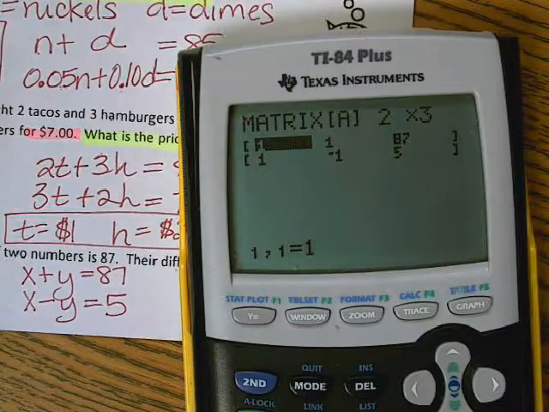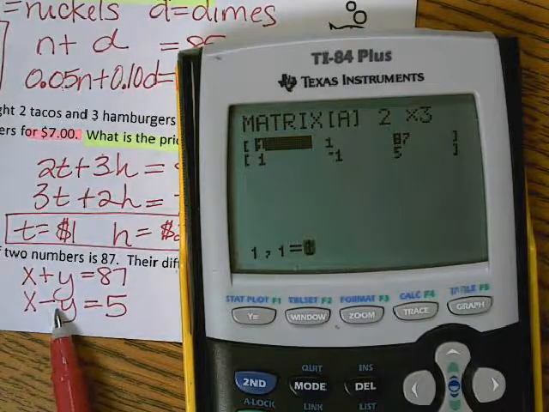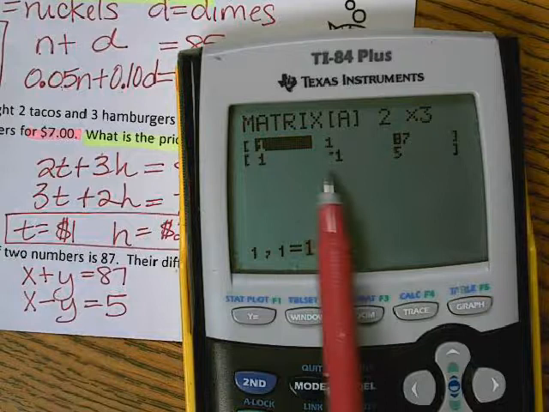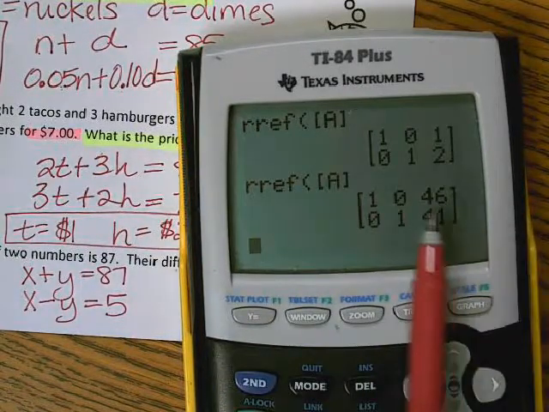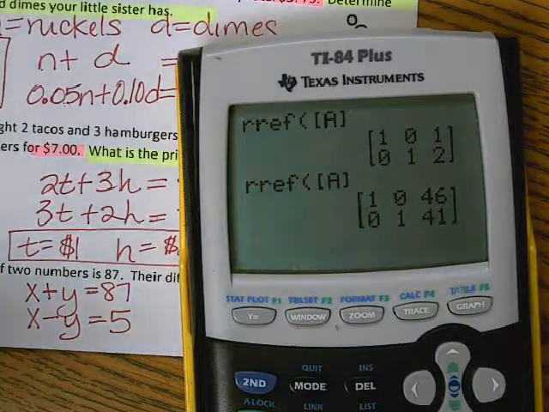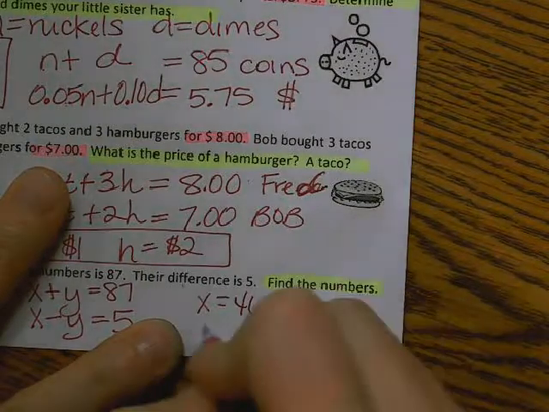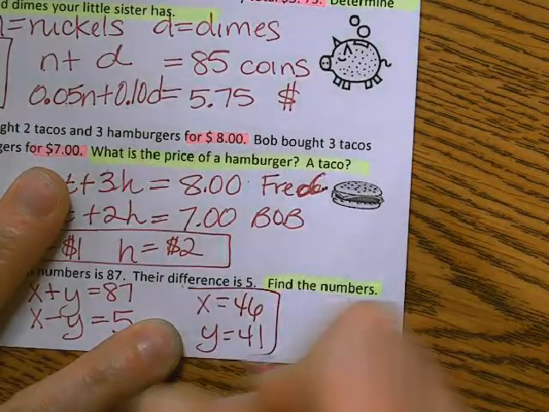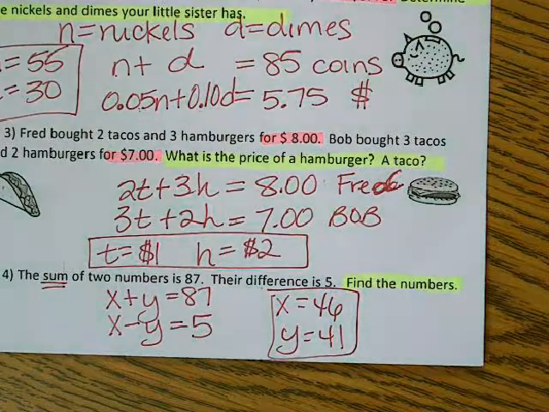Alright, so if you didn't get the right answer on this problem, it is probably because of this negative y right here. Remember, there's a negative y, so that means you're supposed to put -1 in your matrix. So when you get your solution, you get 46 and 41. Doesn't matter which order the numbers are in, it didn't say. So the answer to this problem is x equals 46 and y equals 41. If they were in the wrong spot, it would be okay because it didn't say what order the numbers were in the equation.